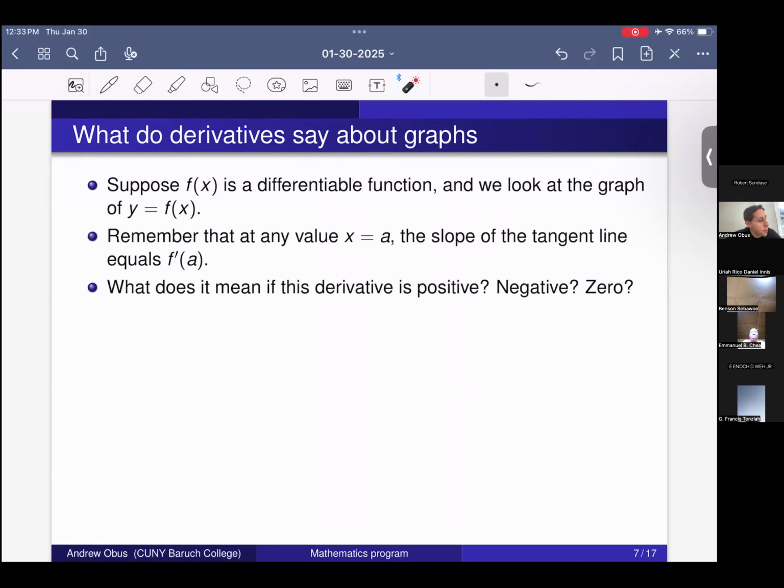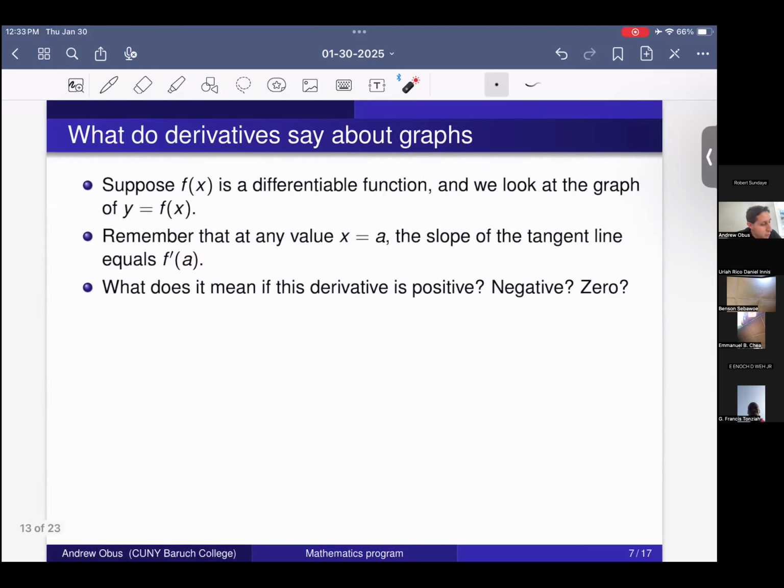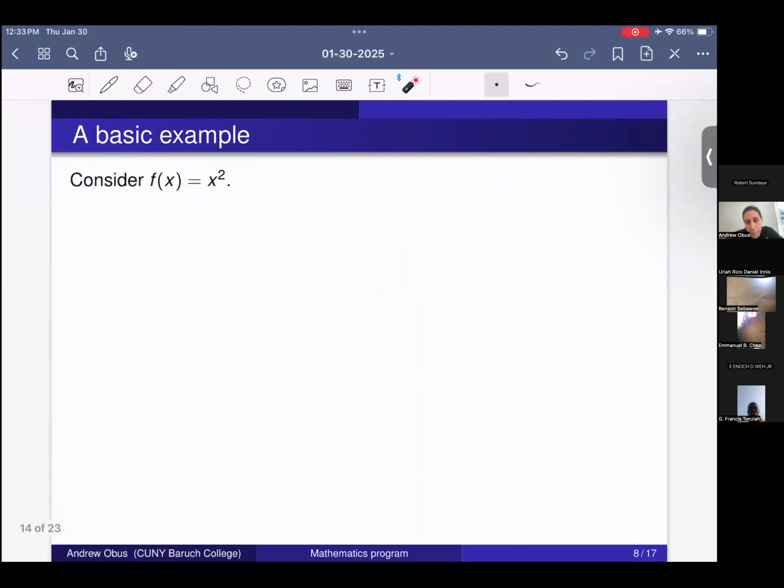Okay, so the first question is, suppose f of x is a differentiable function, and we look at the graph of y equals f of x. Remember that at any value x equals a, the slope of the tangent line is f prime of a. This is what the derivative means. It gives you the slope of the tangent line. So what does it mean if this derivative is positive or negative or 0? Well, in order to see that, we'll consider a basic example.